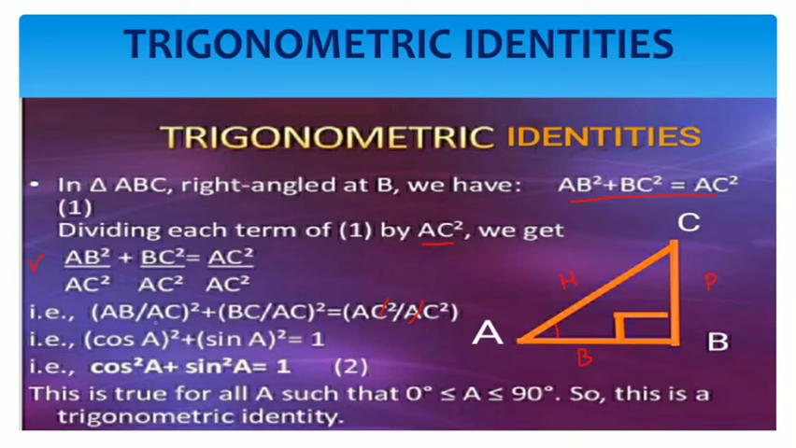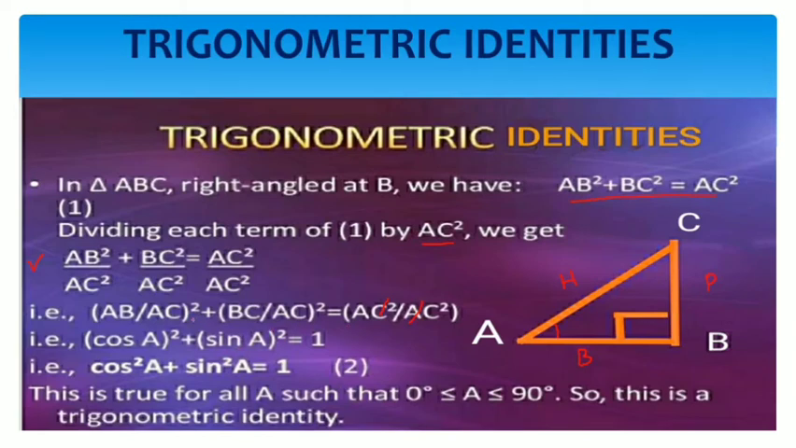Now focus on AB upon AC. If we see the ratio of these sides in terms of trigonometric ratios, AB upon AC is base upon hypotenuse, that is cos. So in place of AB upon AC, we can write cos A, so it becomes cos A whole square. Similarly, we see the ratio BC upon AC. Here it is perpendicular upon hypotenuse, and perpendicular upon hypotenuse is sine. So in place of BC upon AC, we can write sine A whole square.